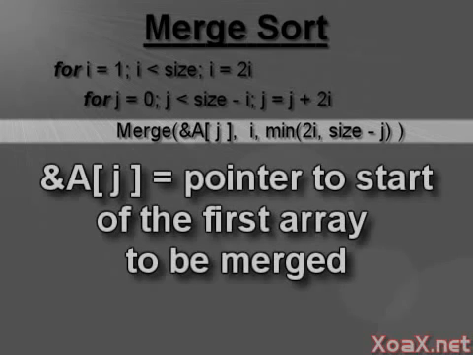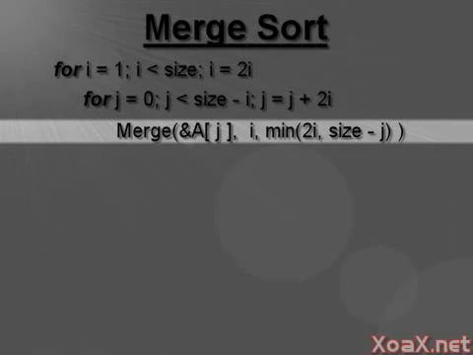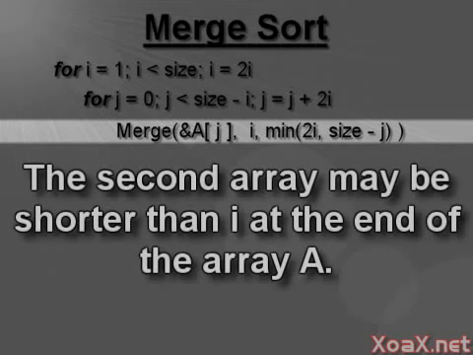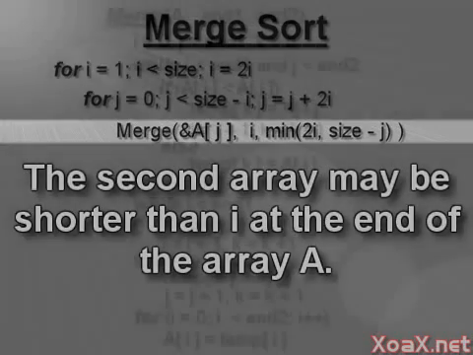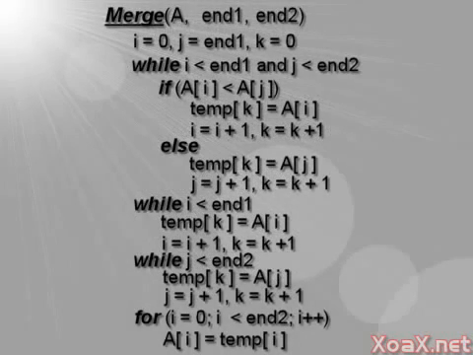The first argument is the address of the first element of the first array to be merged. The second argument is the length of the first array, which is always i. The third argument is the size of both arrays, where the second array ends based on the pointer to the first array. This is usually 2i, but may be shorter for the last merge of each loop. The merge function takes these arguments and merges the two arrays and places the result where the original arrays were.